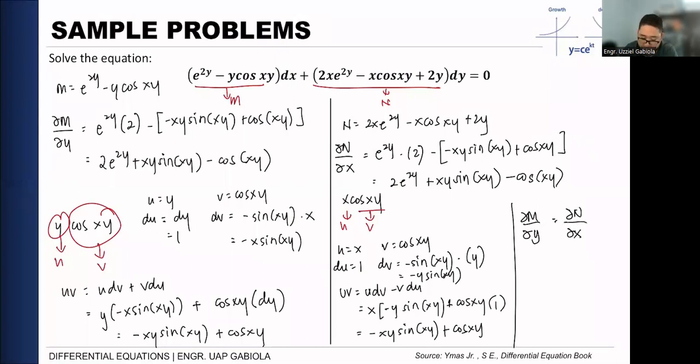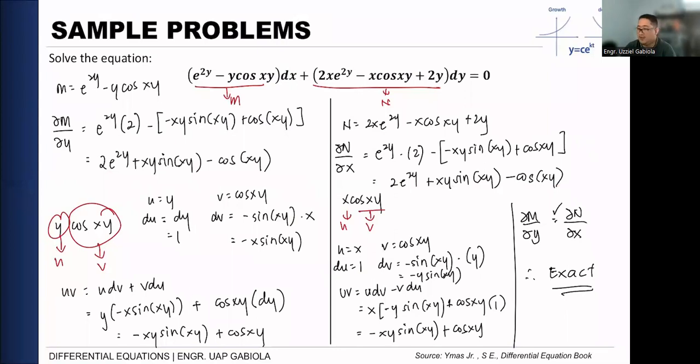Equal ba sila? Yes. Yes po. 2y, no? xy sine xy, then negative x to. So they are equal, therefore sila ay exact. Okay? Now kung exact siya, ayun na.